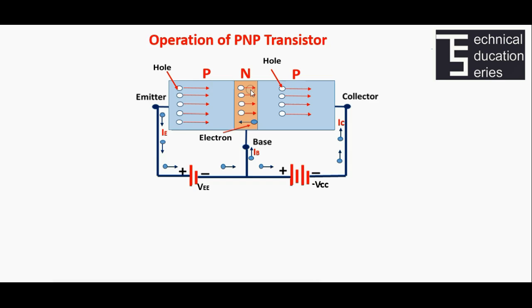Out of the holes arriving at the base region, a few holes will combine with the electrons available in the base region and constitute a small current through the base called base current IB. The rest of the holes, now appearing as minority carriers with respect to the base, will cross through the reverse biased collector junction and cause an electron flow through the collector circuit and constitute a current called collector current IC.